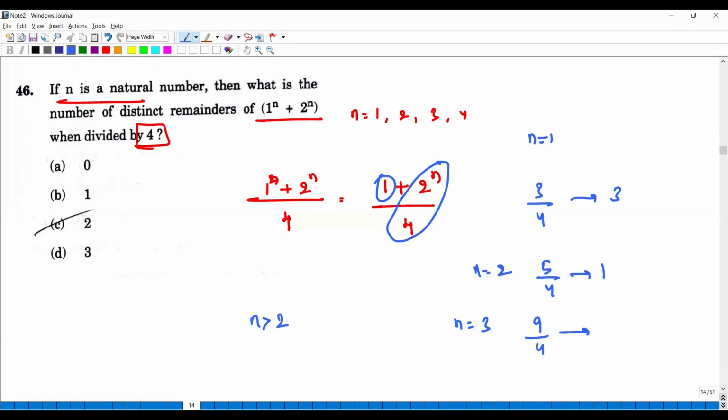So when n is greater than or equal to 2, remainder is 1. When n is equals to 1, remainder is 3. So there are only two distinct remainders. So that is 1 and 3 only. So answer is two distinct remainders you have.